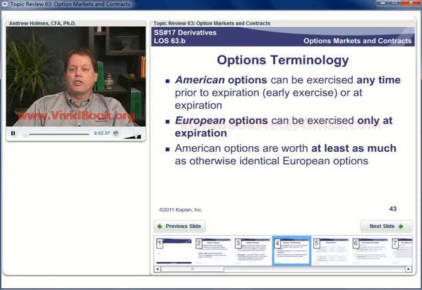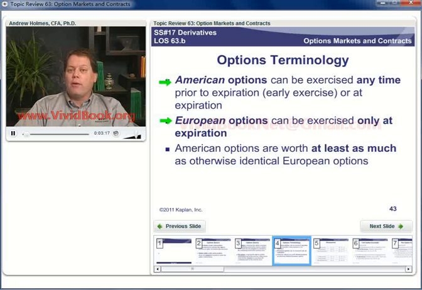Now, in the way of terminology here, a couple of things to keep track of. An American versus a European option. An American option can be exercised at any time up to and including expiration. A European option can only be exercised at expiration. Now, if that's the only difference in the contracts we're looking at, one's American and one is European, then obviously the American option has to be worth at least as much as an otherwise identical European option. Why is that? Well, you can do everything with an American option that you can do with a European option, plus you can do one more thing. That is, you can exercise early if you decide that that would be advantageous.